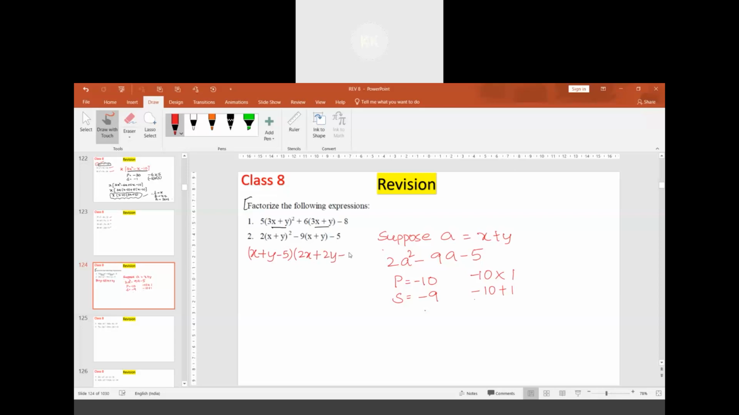I have also got the same answer. Minus 10, minus 1. Let me check whether I get the same answer. I'll write this 2a square as it is, minus 10a plus a minus 5. So 2a common, a minus 5 plus 1 common, a minus 5. So we have a minus 5 multiplied by 2a plus 1. Again we will revert back by taking a as x plus y. So x plus y minus 5 is one term. Next we multiply, and we get 2x plus 2y plus 1.